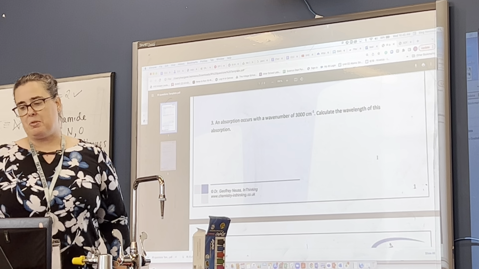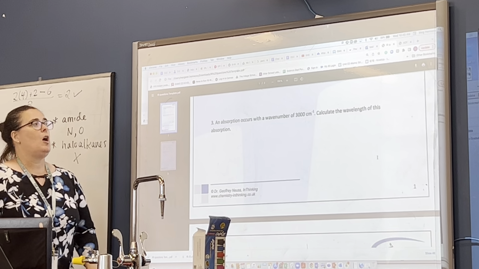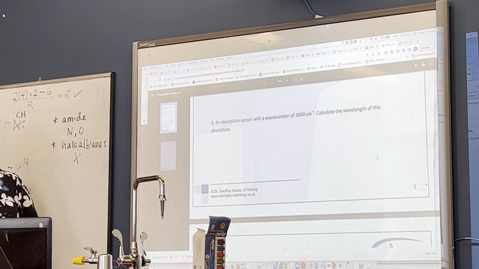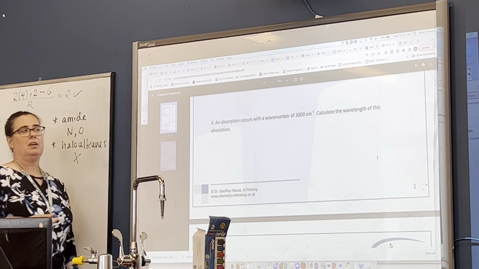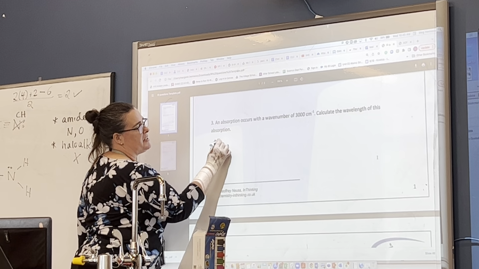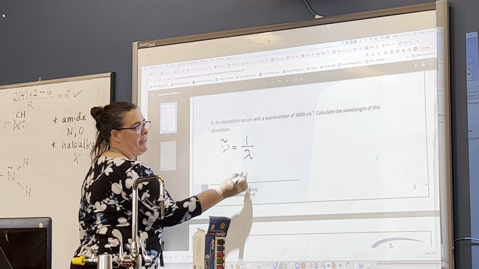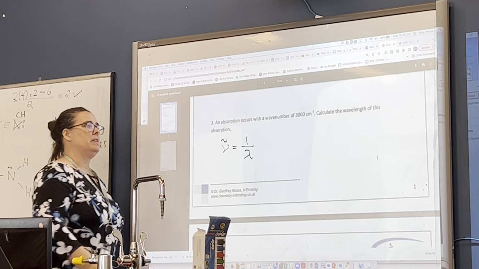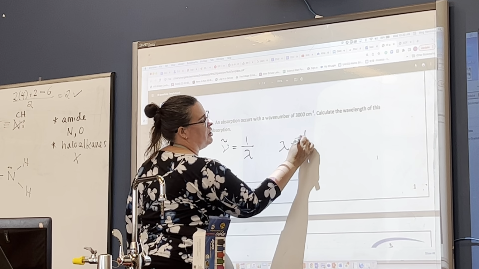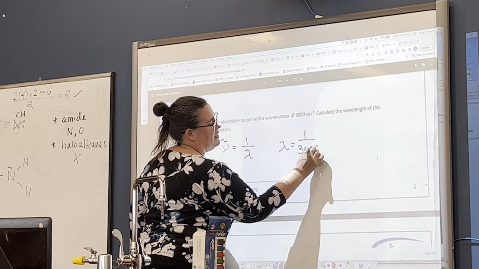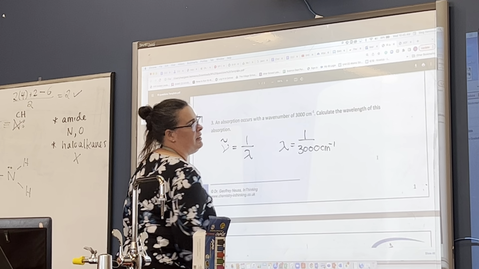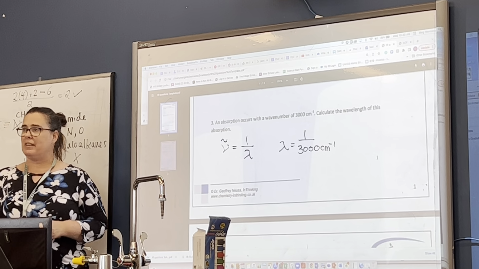An absorption occurs with a wave number of 3000 wave numbers. Calculate the wavelength of this absorption. You might recall that this is wave number and it's equal to 1 over wavelength. So lambda would be equal to 1 over 3000 centimeters to the minus 1. Plug it in your calculator, get an answer.